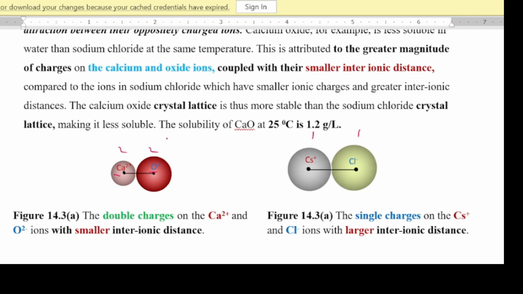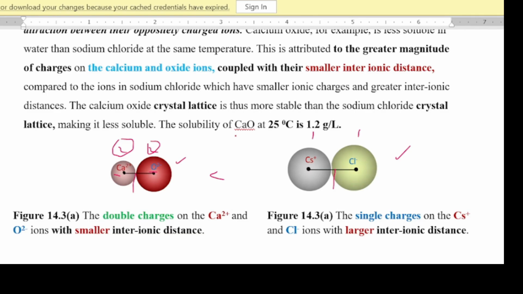Right away you should know that the force here is going to be greater than inside there by virtue of the charges there. Not only that, look, the interionic distance here is smaller than over here. So two factors will make the force of attraction between the calcium ion and the oxide ion greater than in this one. One, bigger charges, bigger Q1 and Q2, and two, smaller distance. And therefore, you'll expect a crystal of calcium oxide to be much more stable than that of cesium chloride. So what will happen? This one will have a greater solubility than this one.